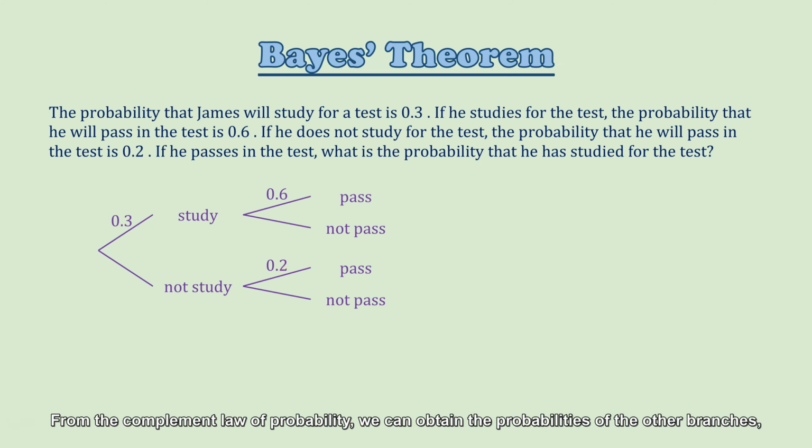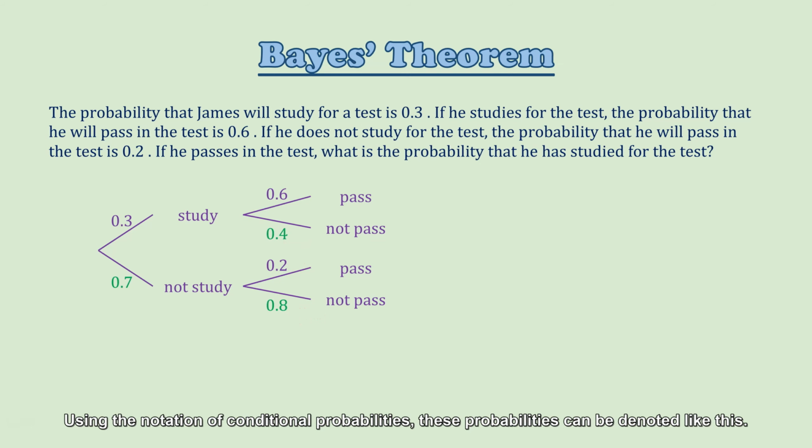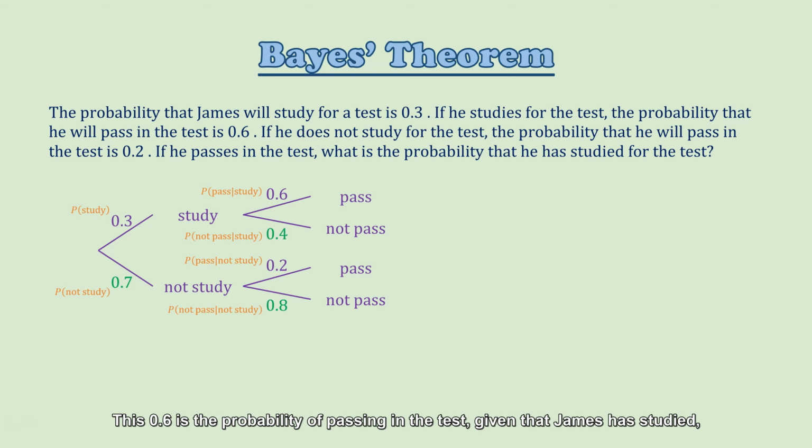From the complement law of probability, we can obtain the probabilities of the other branches. So we know that 1 minus 0.3 is 0.7, 1 minus 0.6 is 0.4, and 1 minus 0.2 is 0.8. Using the notation of conditional probabilities, these probabilities can be denoted like this. This 0.6 is the probability of passing in the test, given that James has studied. And this 0.2 is the probability of passing in the test, given that James has not studied.